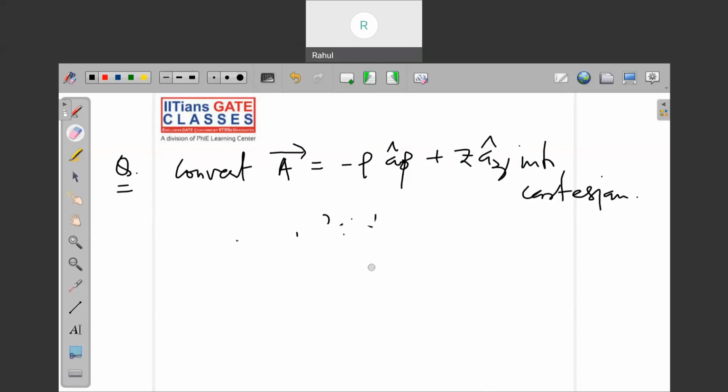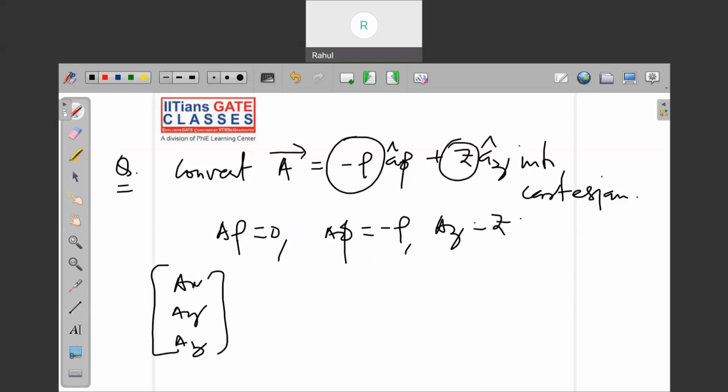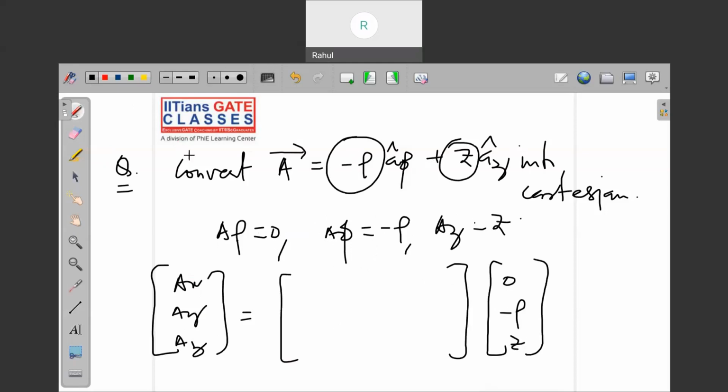Okay, so this time the cylindrical coordinate system is given. So this is the phi component. A rho component is 0, A phi component is minus rho, and A Z component is Z. What you have to find here is A x, A y, A z, right? So this time you have to put the matrix again, and here the input is 0, minus rho, Z. So what you can do here is take the transpose of that matrix which we have studied.